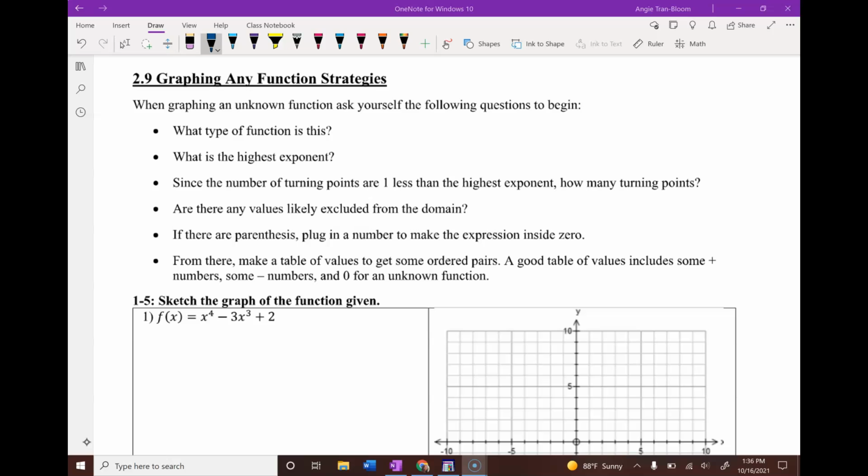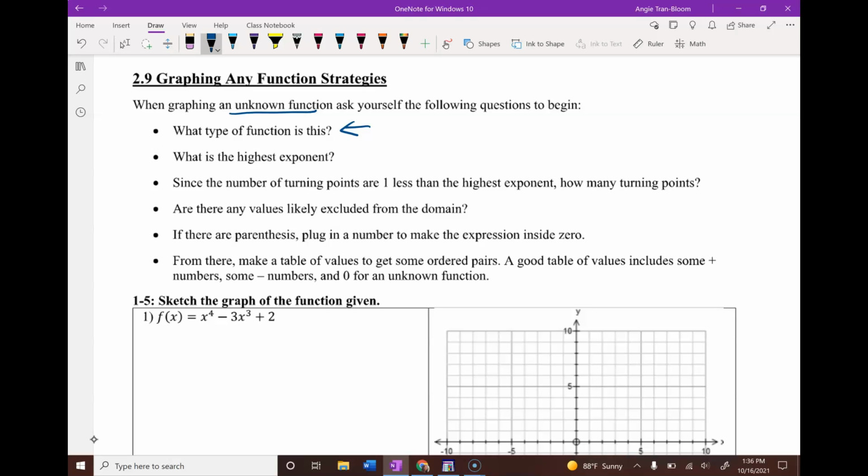So this is where we are putting every single thing that you guys have already studied together. Ready? When graphing an unknown function, ask yourself the following questions to begin. What type of function is this? Is it in standard form? Is it in HK form, which is your vertex form? Is it in the intercept form, which is the factor form?